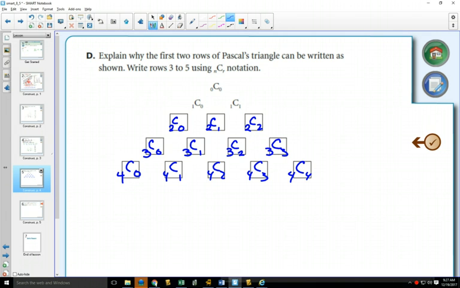So there's a connection to combinations. And now how are we going to use this connection? Because this section is called the binomial theorem. So what does the binomial theorem mean? What does it have to do with? Well, it has to do with binomials.